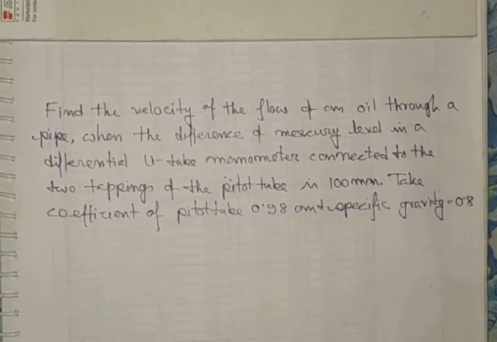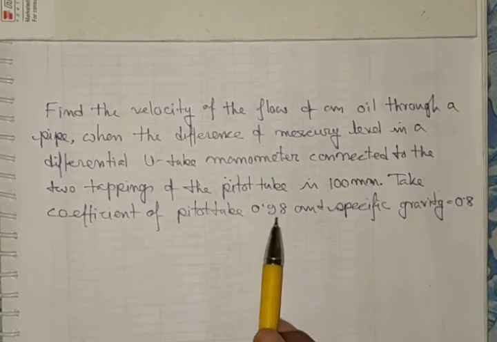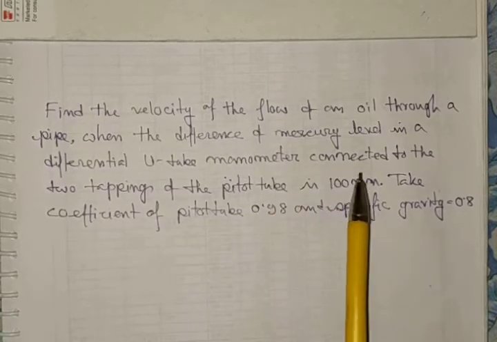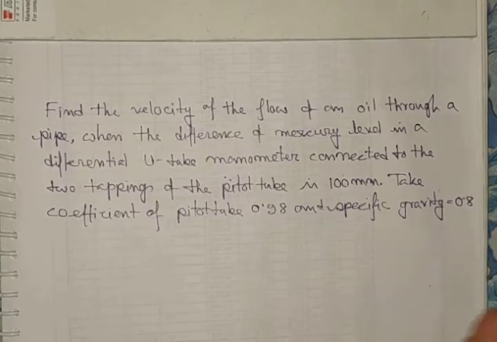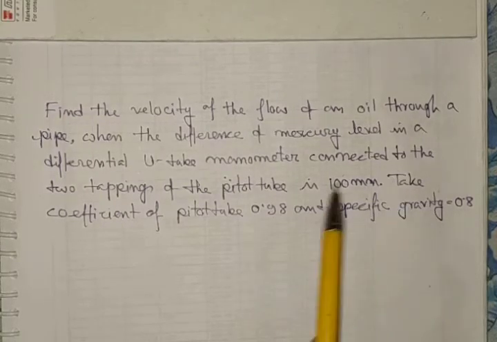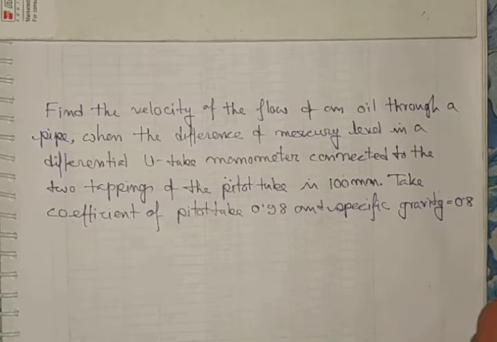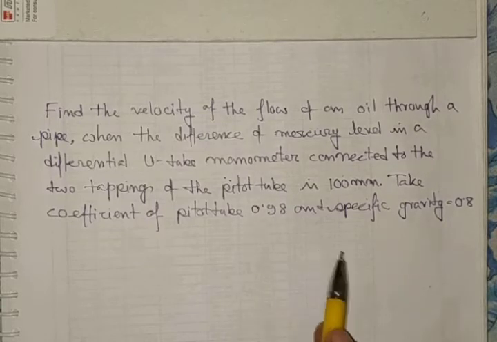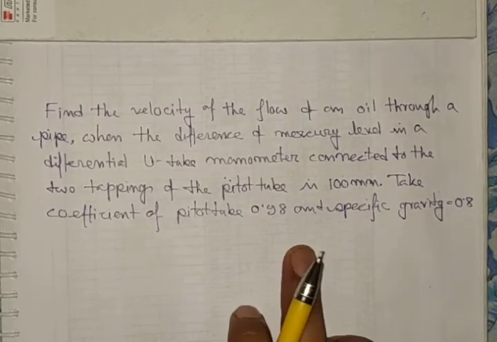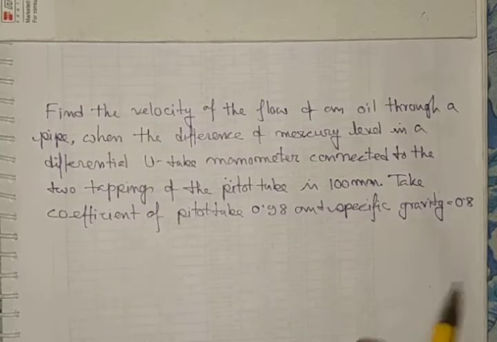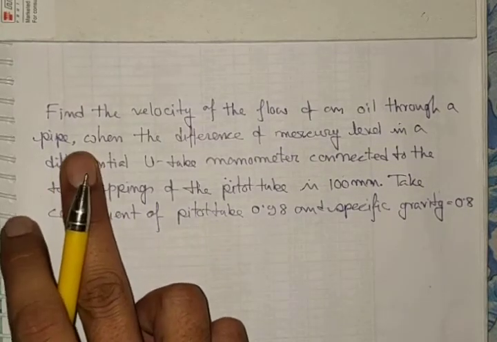So let's solve one problem on pitot tube. As you know, venturimeter, orifice meter, and pitot tube are based on Bernoulli's theorem, Bernoulli's equation. Bernoulli's equation is applied in the pipe that may be uniform or taper, or in venturimeter, orifice meter, even in pitot tube, to find out the velocity of the flow. So this is a simple problem.